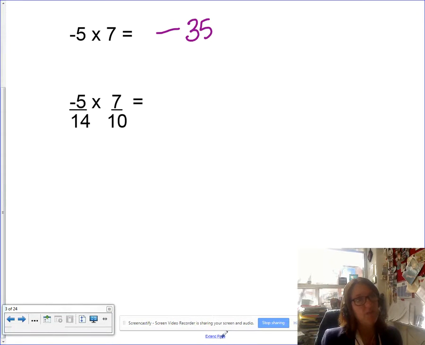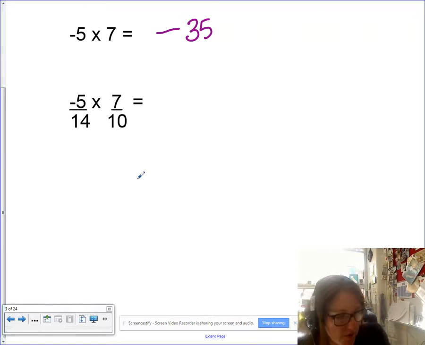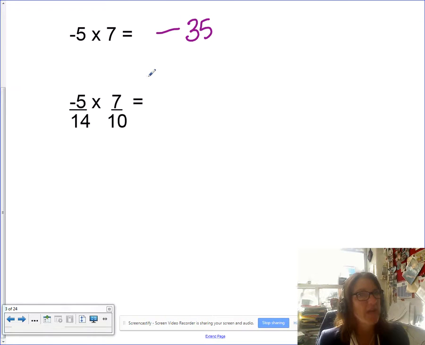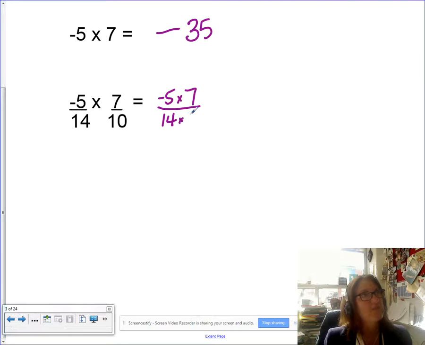Now we've got to talk about what happens when we have fractions. I know many of you have some sort of thing about fractions, and I'm here to tell you fractions are our friends, especially with multiplication, because you don't have to have a common denominator. All you've got to do is think of it as one giant fraction altogether, and you're going to take the numerators and the denominators and get your product straight across the top, straight across the bottom.